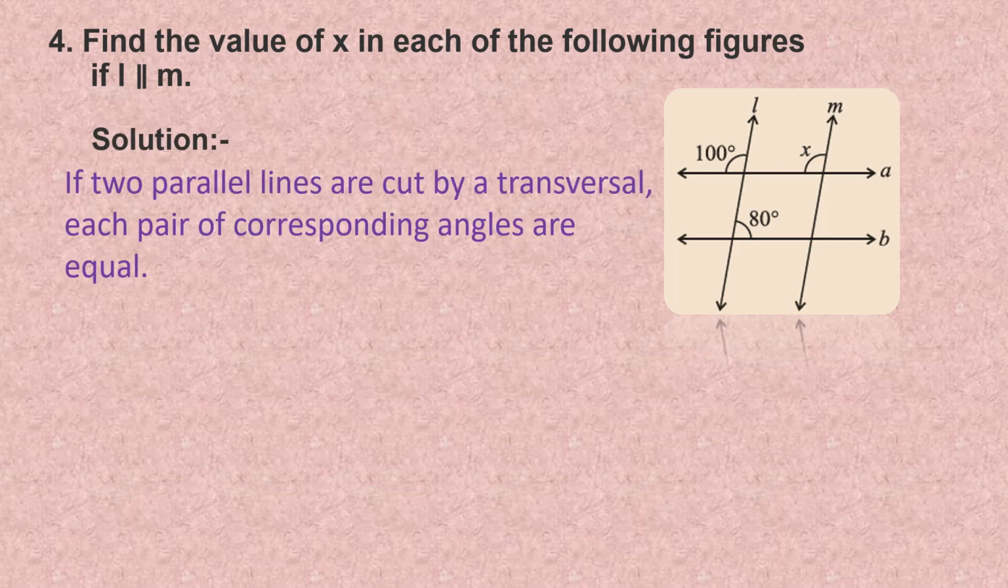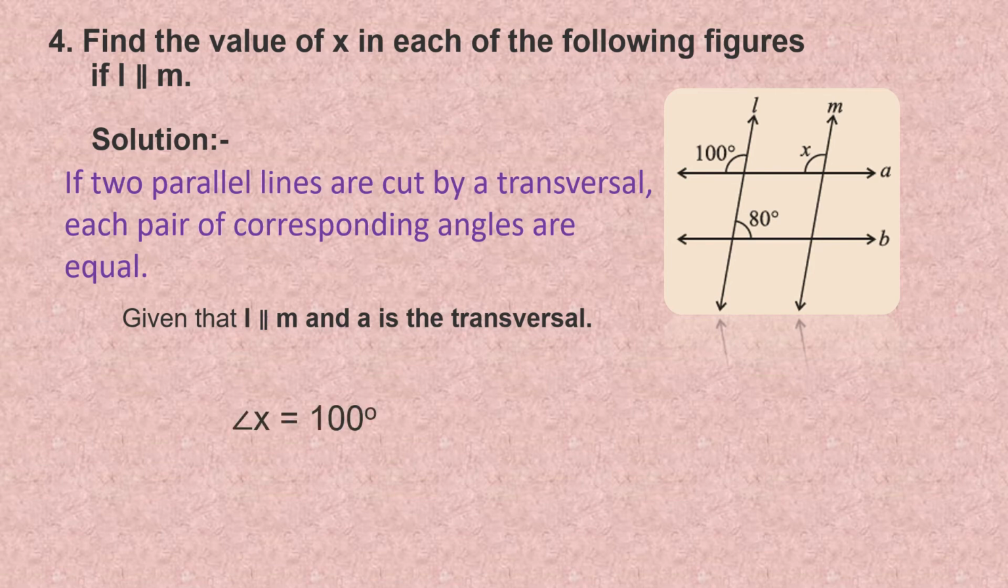Angle x and angle 100 are corresponding angles since L and M are parallel and A is the transversal. So angle x equal to 100 degrees.